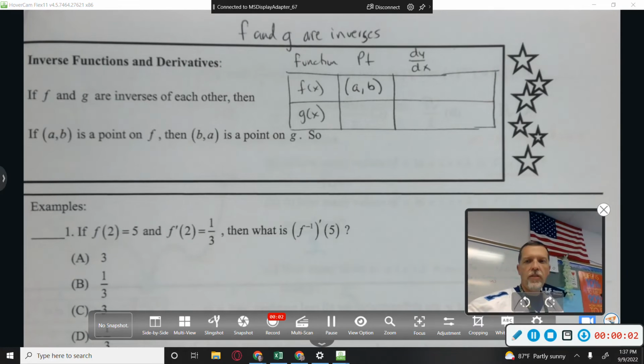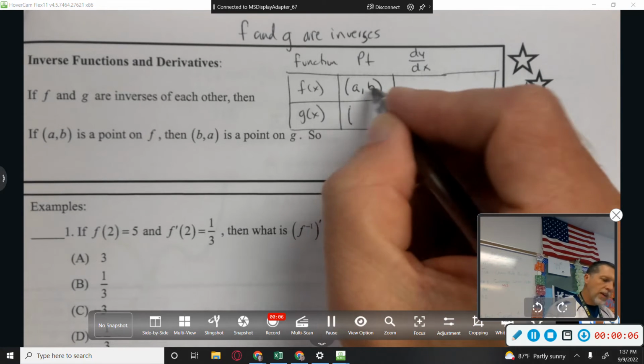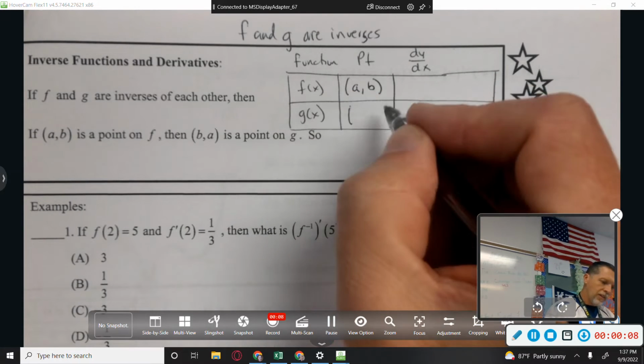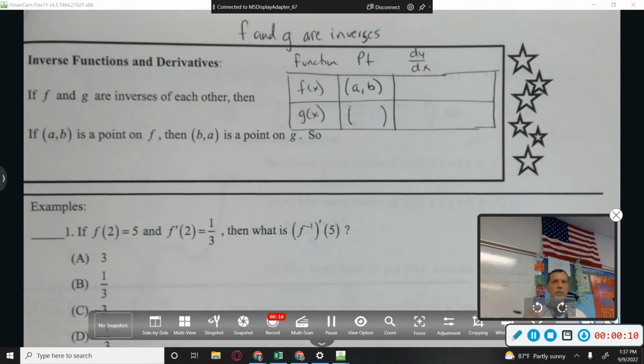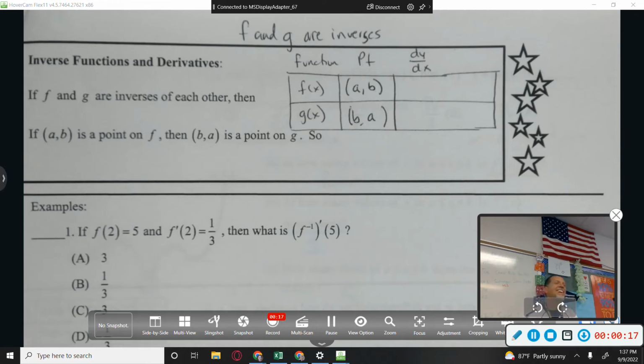Okay, so if f and g are inverses, the fact that they're inverses means that if (a, b) is on f, what's the corresponding point that's on g? (b, a). If he started the video saying this, I would be lost.